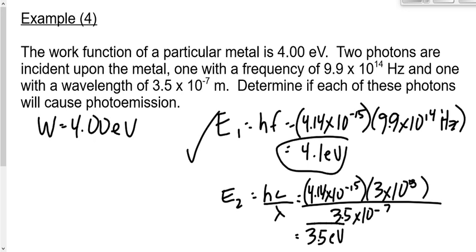Is that bigger than the work function? Nope. Would electrons be ejected? Doesn't matter what happens to this. How many of them we got? Doesn't matter what we do to the frequency or wavelength. As long as we stay under the work function or stay under the threshold frequency, then nothing's going to happen.